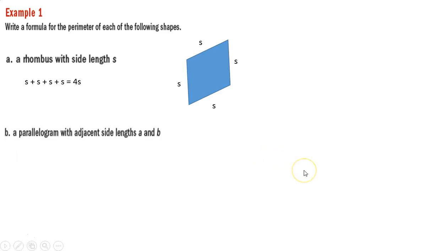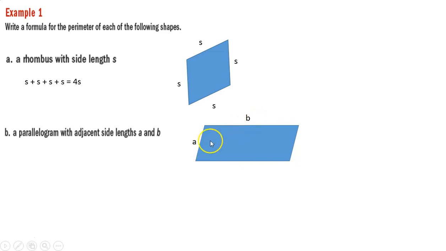Next one's a parallelogram with adjacent sides of A and B. Well, here's our parallelogram, and our adjacent sides, which are sides that are next to each other. So we have a side length here of A, we'll just call that A, and then the side length adjacent to it or next to it is B.